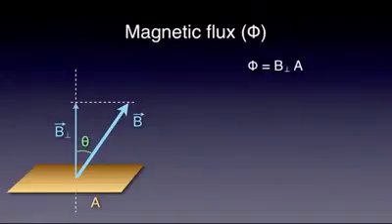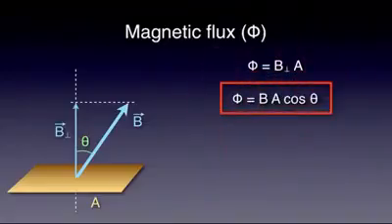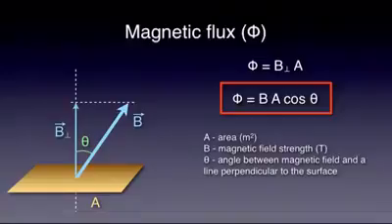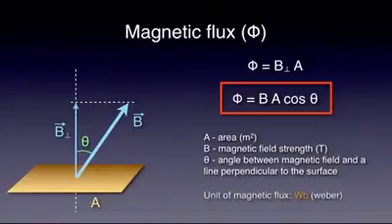Or another way of writing it is phi equals B times A times cosine theta, where A is the area of the surface measured in meters squared, B is the magnetic field strength measured in Tesla, and theta is the angle between the magnetic field and the normal line to the surface. The unit of magnetic flux is Weber.